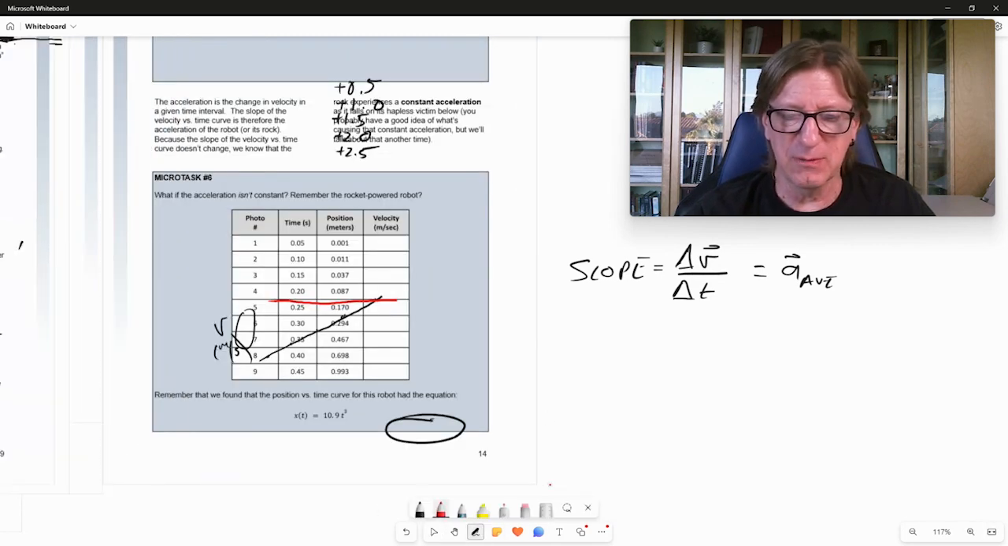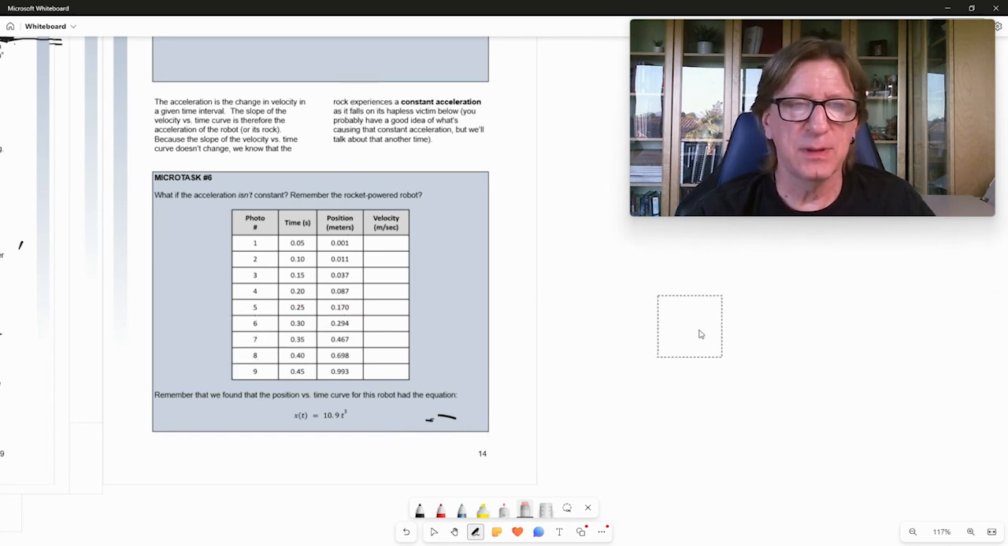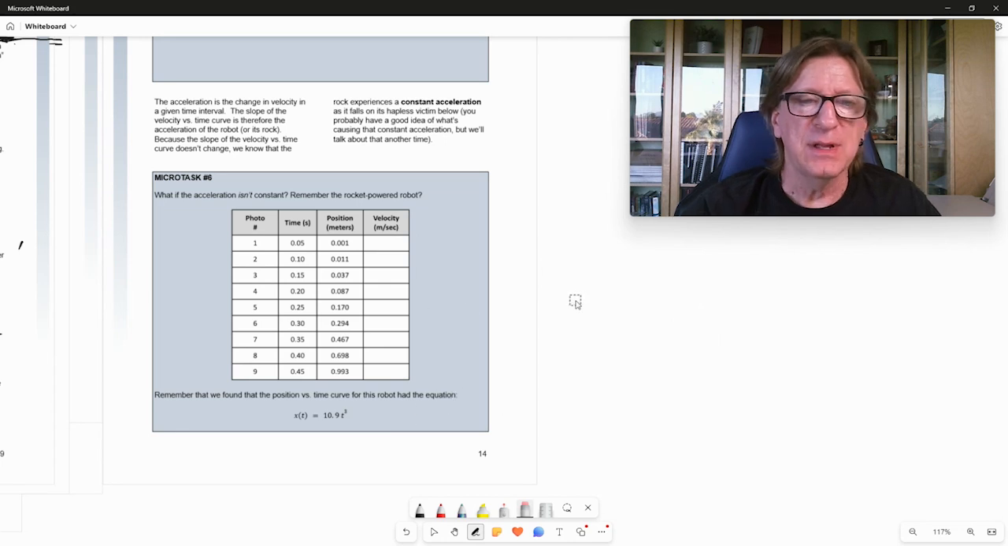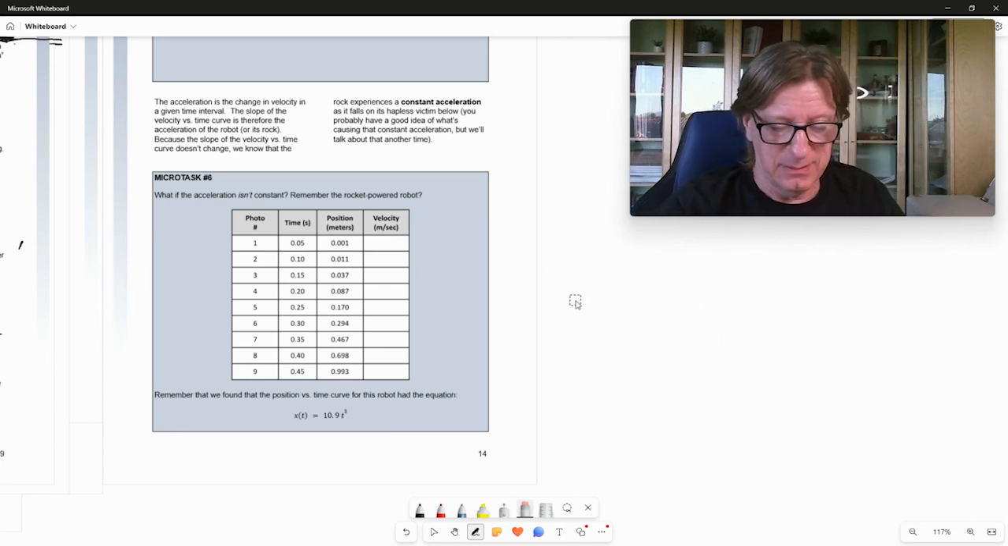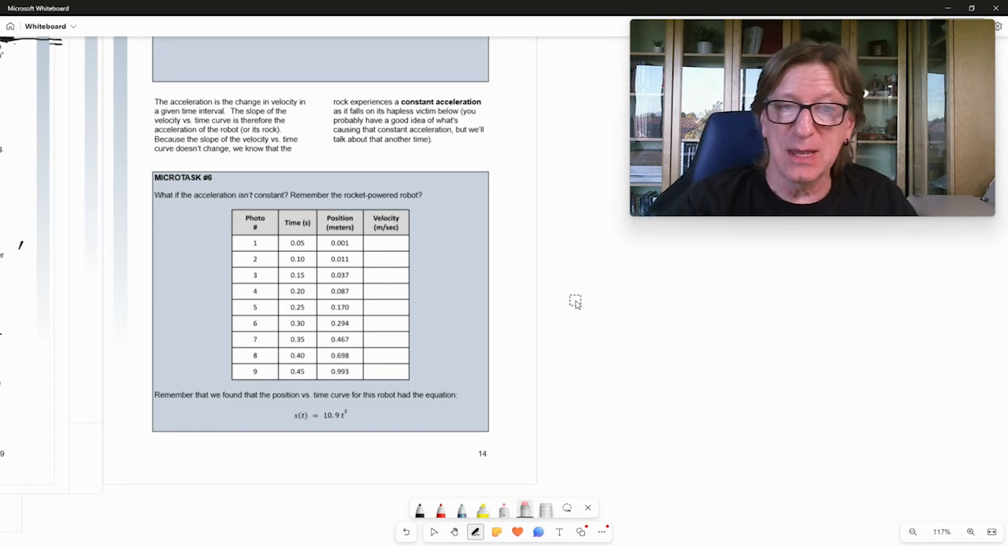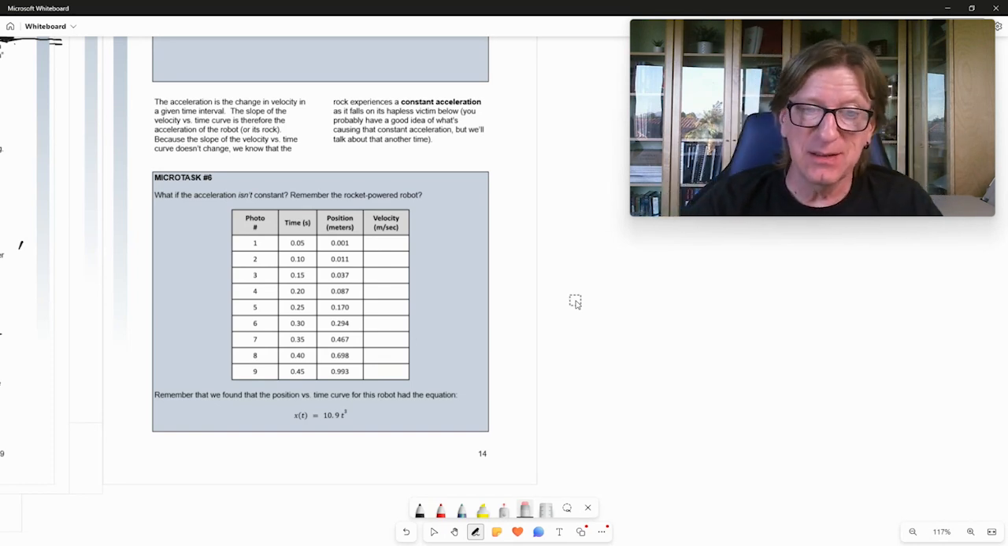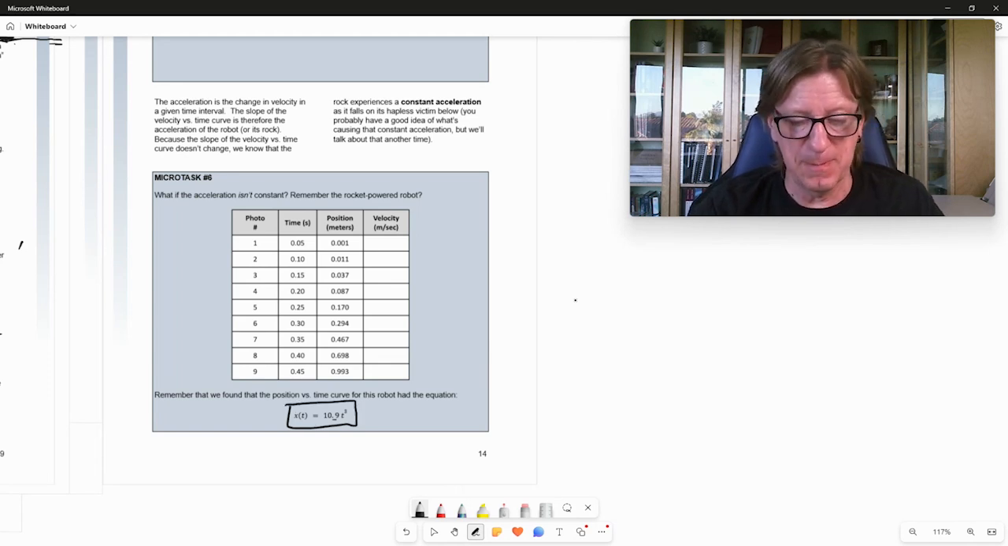We'll erase what we've got here to get rid of all the extra stuff. All right, so remember our rocket-powered robot. We were able to calculate the instantaneous velocity at all the points. And we found that the equation for the position versus time line, the best fit equation, was 10.9 t cubed. So if I plug in 0.5 into this equation, for example, I should get 0.001, what my final answer is in there.